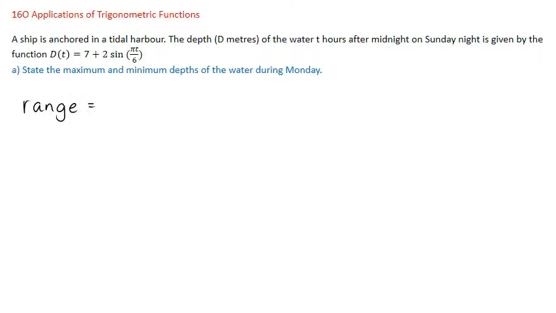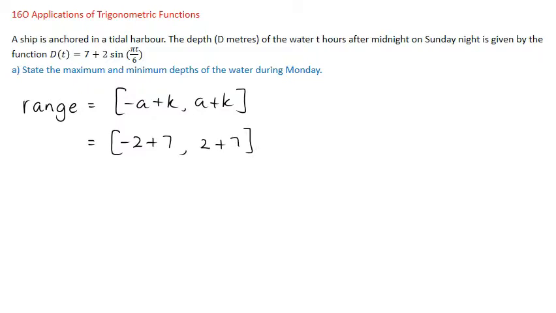But keep in mind that it's been moved up by 7, so we've got to add that into our range. So negative a plus k and a plus k. That's how we find our range. What is a? Our amplitude. Yes. And what is k? Our vertical translation, 7. We get negative 2 plus 7 and 2 plus 7.